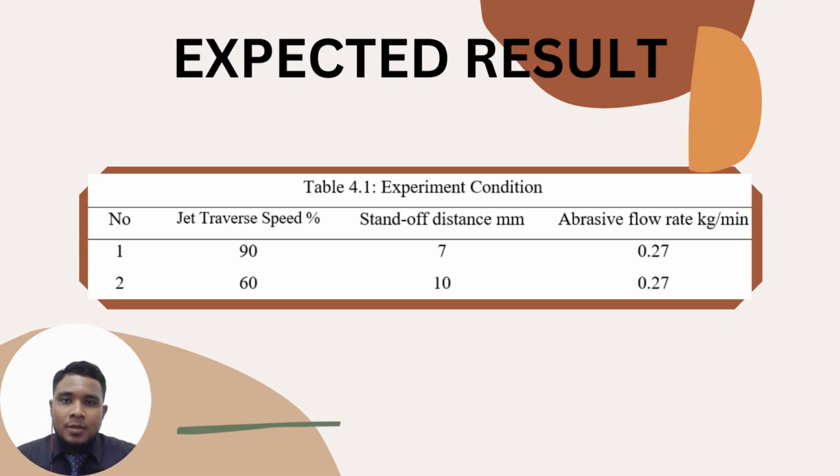Okay, this is the expected result. I have run the water jet machining process using two conditions. The first one is 90% jet travel speed, 7 millimeter stand-off distance, and 0.27 kilogram per minute abrasive flow rate. And for the second specimen, I used 60% jet travel speed, 10 millimeter stand-off distance, and 0.27 abrasive flow rate.